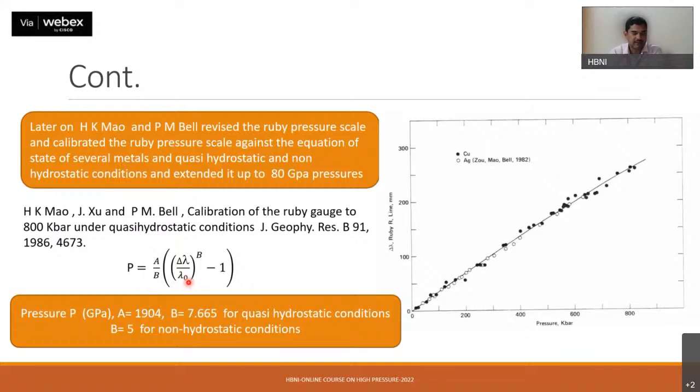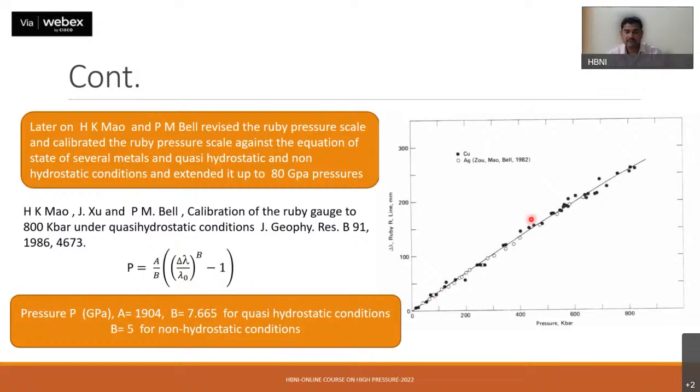It could be either in the visible range, like 532 nanometer or 531 nanometer, or a red laser also. And they also determined that if you are going for non-hydrostatic conditions, then you have to substitute B equal to 5, and then you will get the accurate pressure.